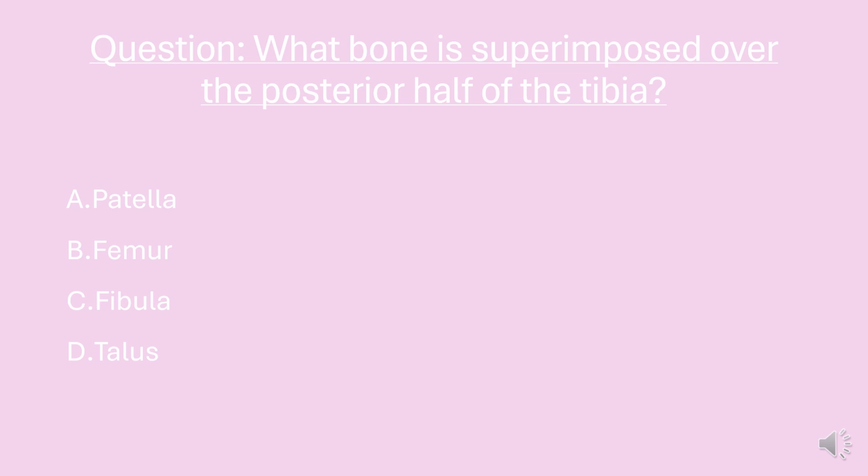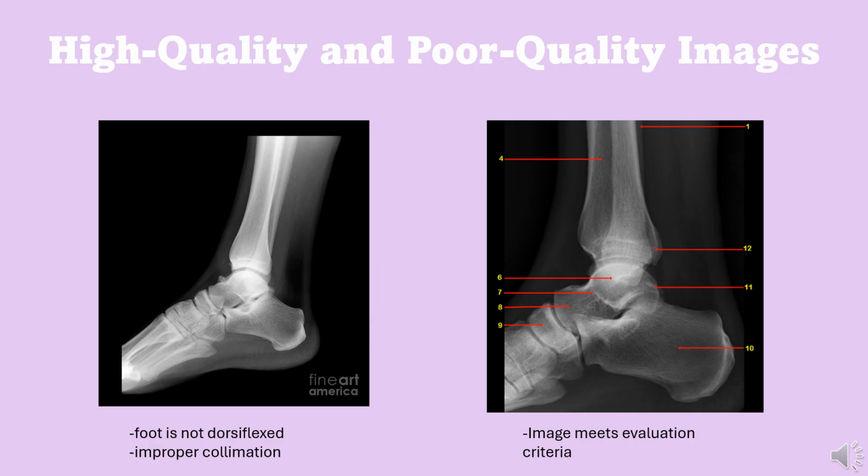The answer is C, fibula. The image on the left does not meet evaluation criteria because the foot is not dorsiflexed and the collimation is improper. The image on the right does meet evaluation criteria.